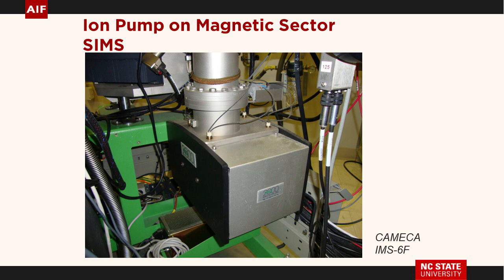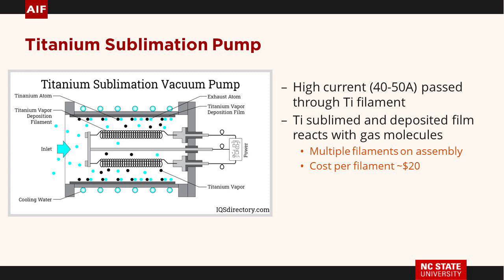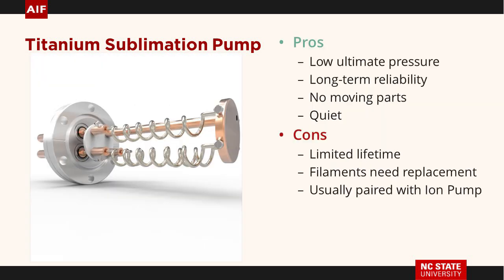That's about 250 pounds. All right, titanium sublimator. How does this work? Look for the biggest cable on the instrument because you're going to put in like 50 amps. And you're going to heat up some titanium. You're going to heat it up enough so that it actually sprays titanium out. That titanium helps trap all of the gas molecules. No moving parts. It's really quiet. Limited lifetime because the filaments will burn out. Normally have it with an ion pump.